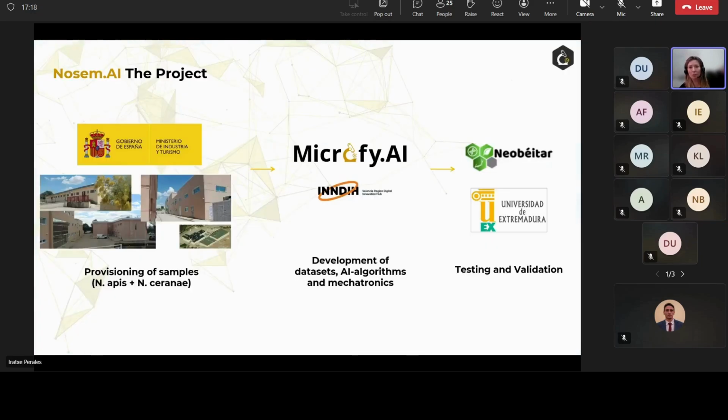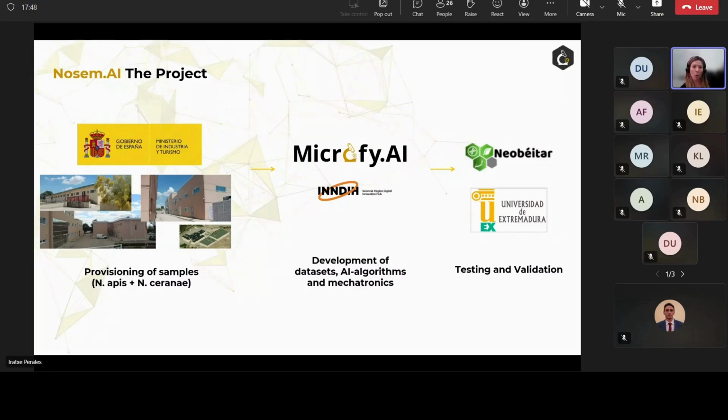So here I present a little bit how the project started. The provisioning of samples, both for Apis and Ceranae, was done by the Spanish ministry, the Center of Algete. They provided us with infested samples for both, and they sent us the samples, and they helped us to create data sets for us.